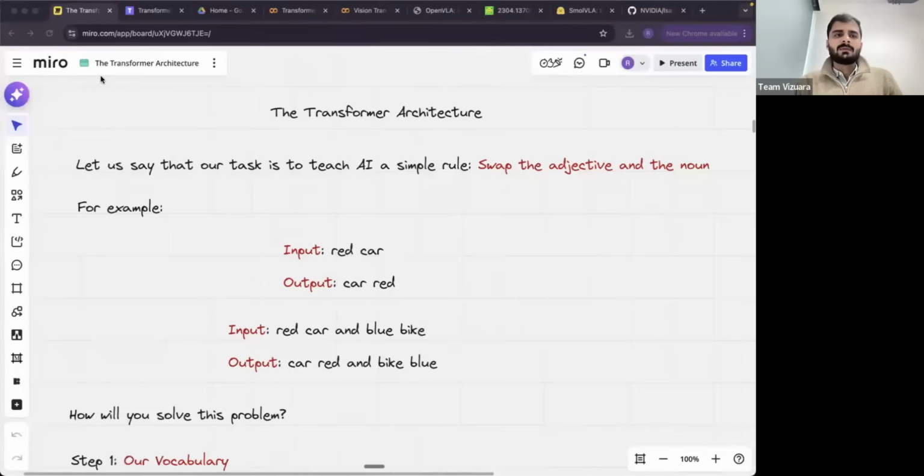So, today what we are going to do is cover an architecture called the transformer architecture. And before we move into the architecture itself, I want to motivate this lecture by explaining why understanding this is very important for us.